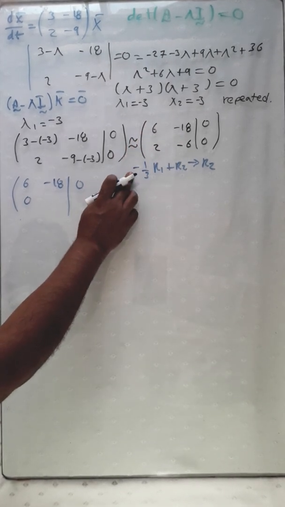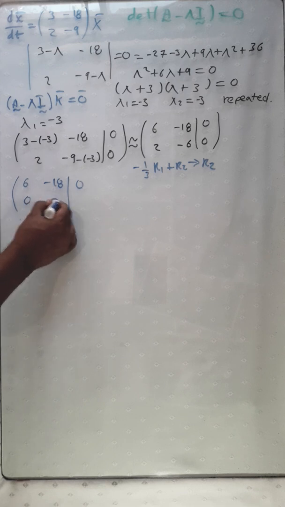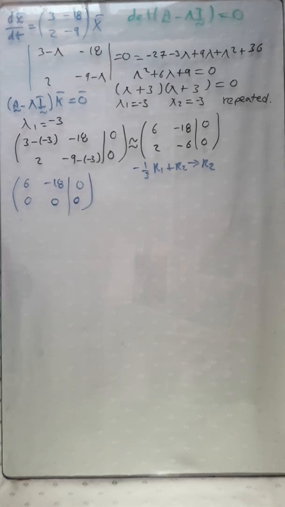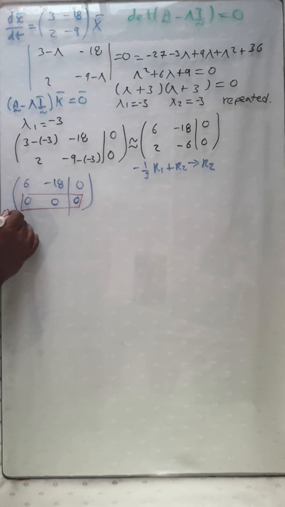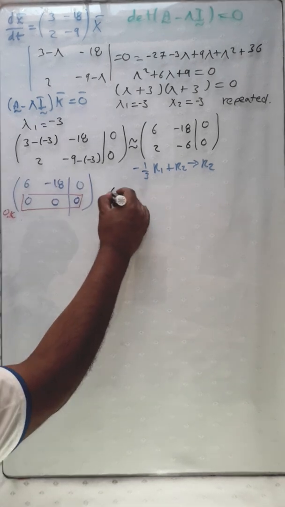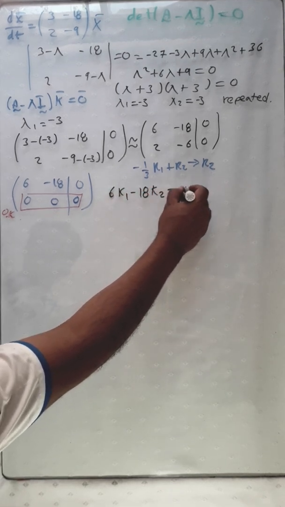Now what about this one? Minus and minus is positive, 18 over 3 is 6, minus 6, 0 and 0. And remember that this should happen. If this doesn't happen, then you did something wrong. So this means that you are okay. So what is left, engineers? What is left is the first row, 6k1 minus 18k2 equal to 0.